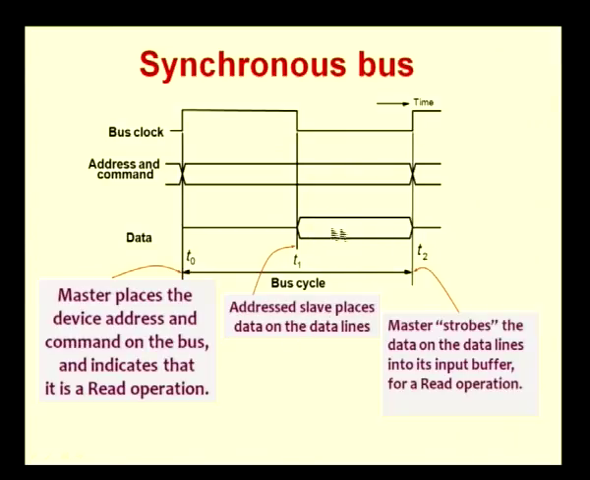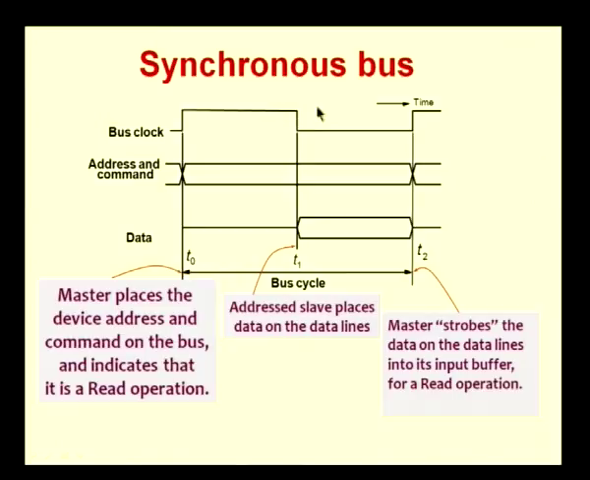Okay. Once the data is placed on the data lines, at time t2 the data is available. The master can now take the data from the bus and strobe it into its input buffer. Normally we say the master strobes the data on the data lines into its input buffer for a read operation. You can see how, just with respect to a clock, you can specify specific instances when certain operations take place, and that can be used by both devices to transfer the data from one to the other.